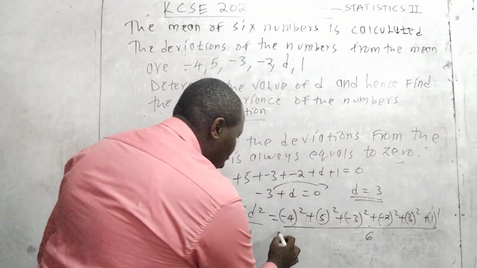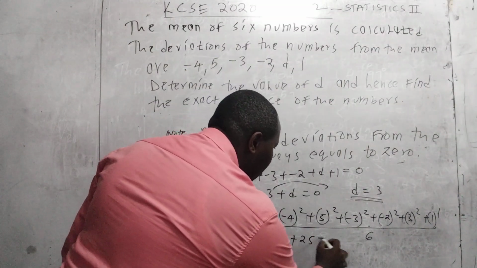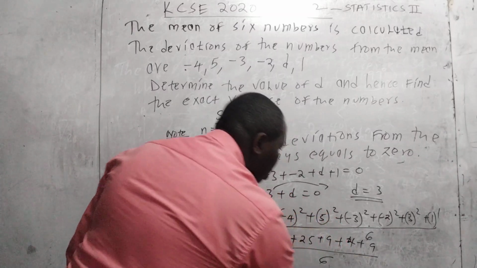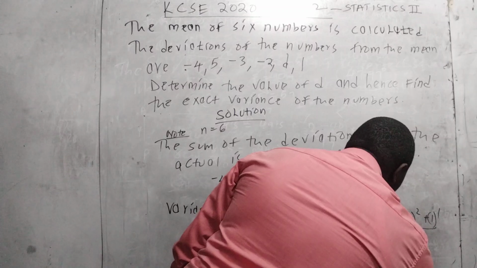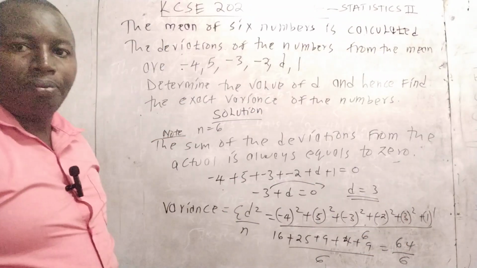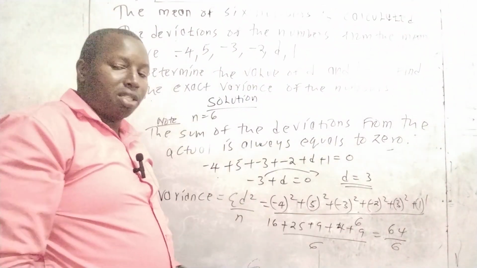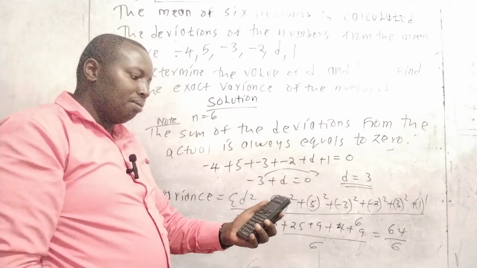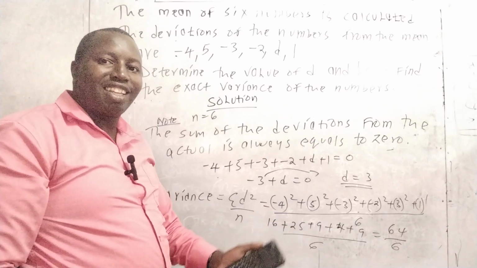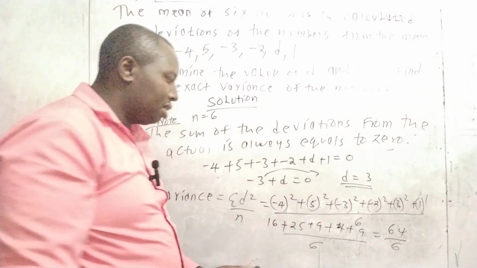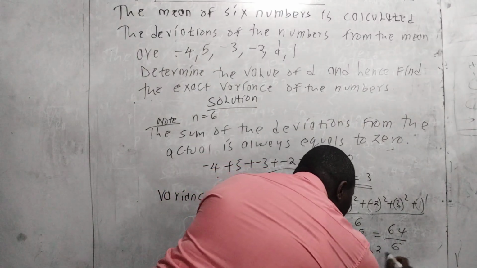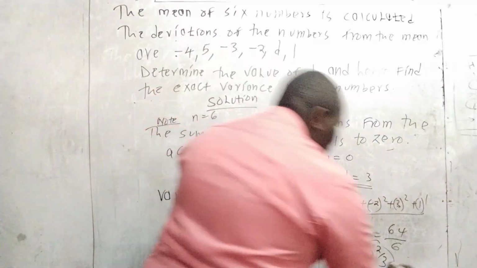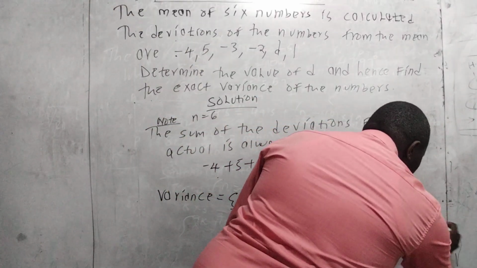So this becomes 16 plus 25 plus 9 plus 4 plus 9 plus 1, all over 6. That comes to 64 over 6. So take 64 divided by 6, and that answer is 10 2/3. So the answer will be 10 2/3, and that is the variance of the data.